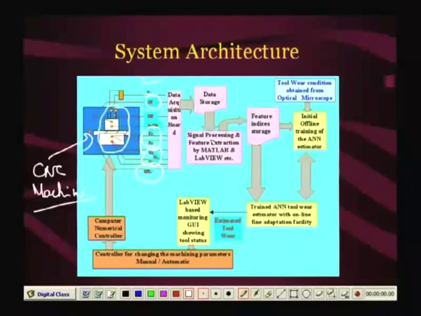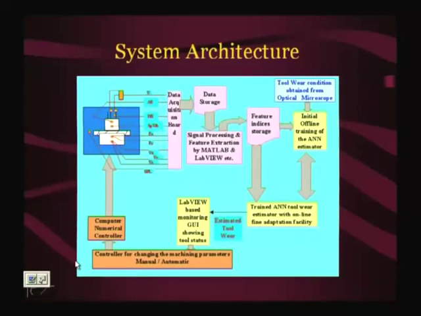We take the data, and as we shall see, we need to process the data. Here we start processing the data and calculate some features from it. And we try to construct an estimator. In this case, we have used what is known as an artificial neural network, which will look at the features and estimate the tool wear. That was the idea. Let us see how that is done.